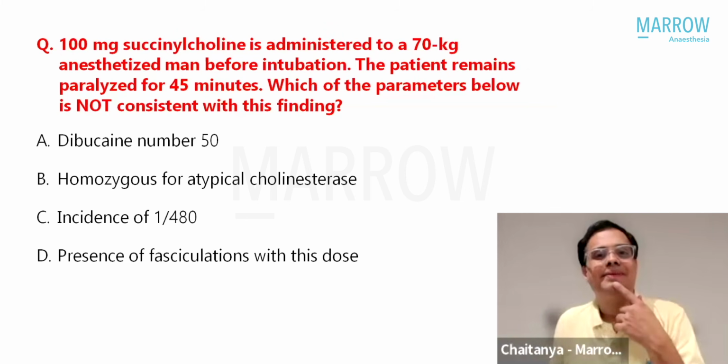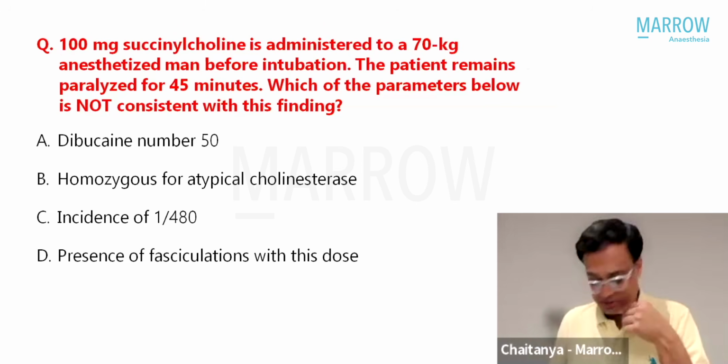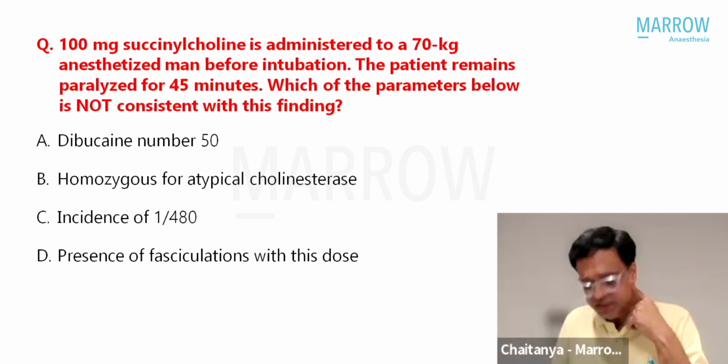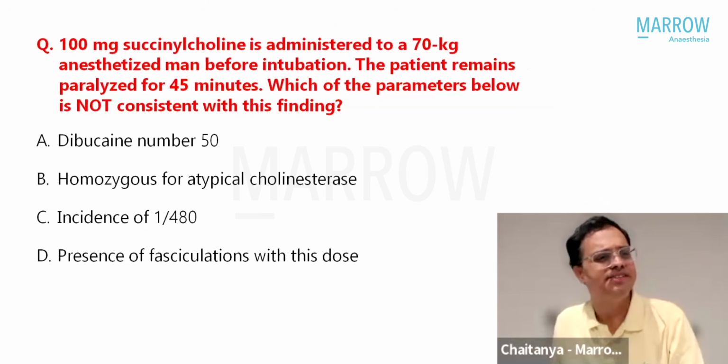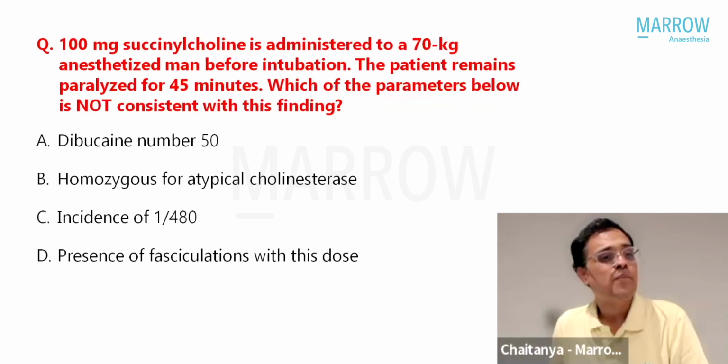Come on, we were discussing succinylcholine. What is the correct answer? Which of the following is not consistent? Are fasciculations present or not? Most of the times, succinylcholine will cause fasciculations. Incidence is 1 in 480. Dibucaine number will be 20, 45 minutes. Okay, there is a lot of confusion. B, C, yes, C. We don't know.